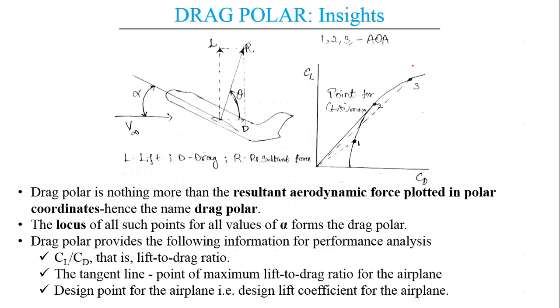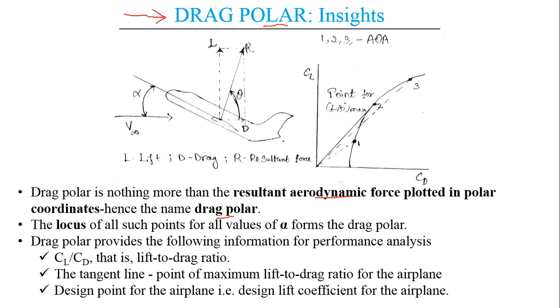Now we will get some insights about this drag polar. Drag polar is nothing but the resultant aerodynamic forces plotted in polar coordinates, hence the name drag polar. We are using the term drag polar time and again. So what is basically drag polar and why is it called so? Drag is basically some kind of force. So when we plot that kind of force in polar coordinates, we obtain drag polar. It is mentioned in the definition, but for better understanding, let's consider a real case example.